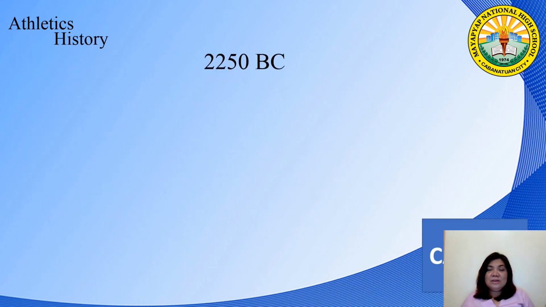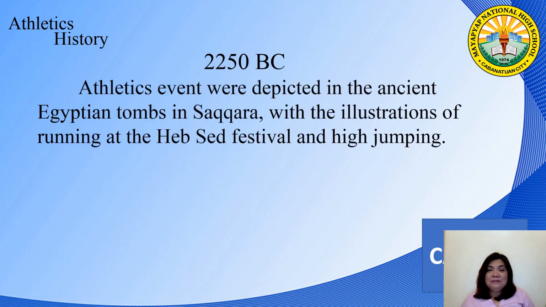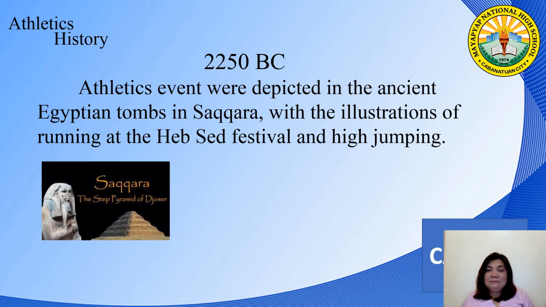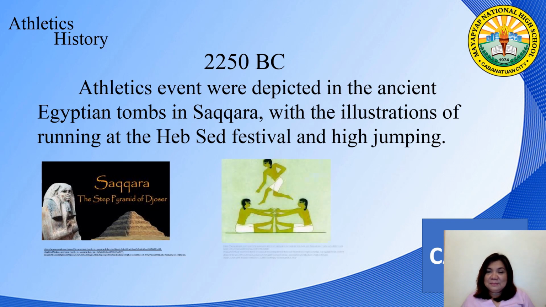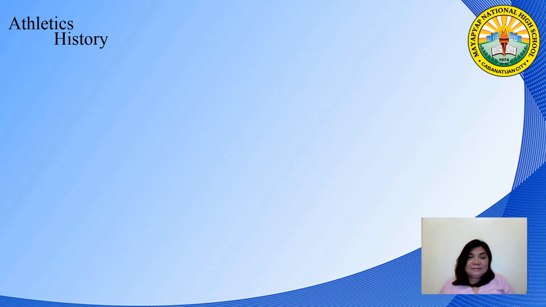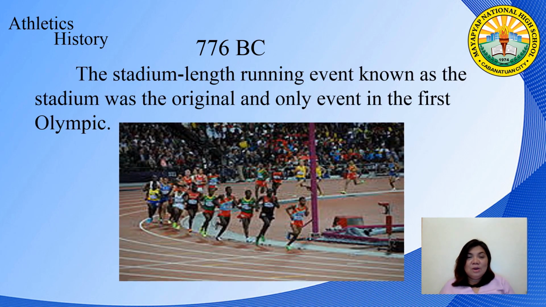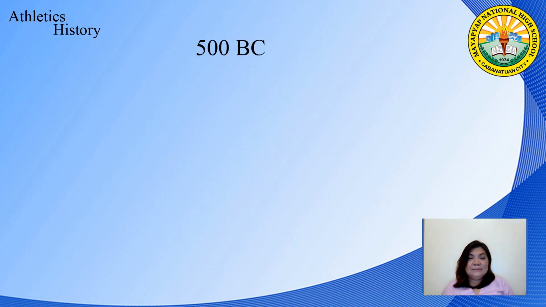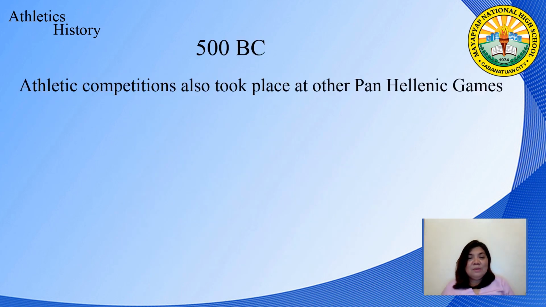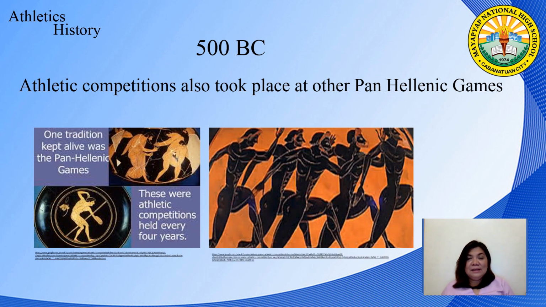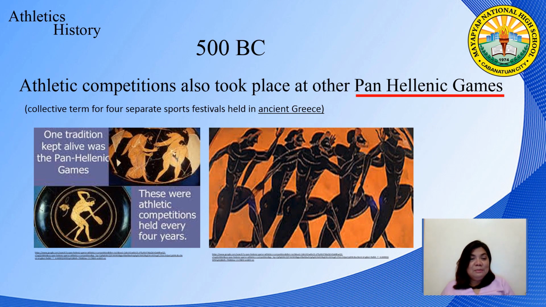During 2250 BC, athletics events were depicted in the ancient Egyptian tomb in Saqqara, with illustrations of running at the Heb-Seb festival and high jumping. In 776 BC, the stadium-length running event known as a stadium was the original and the only event in the first Olympics. During 500 BC, athletic competitions also took place at the Pan-Hellenic Games. Pan-Hellenic Games is a collective term for 4 separate sports festivals held in ancient Greece.